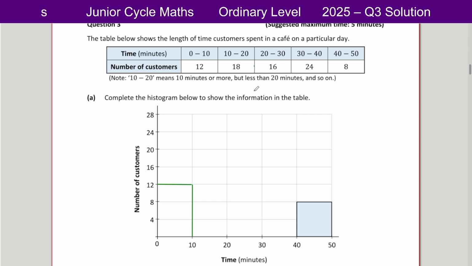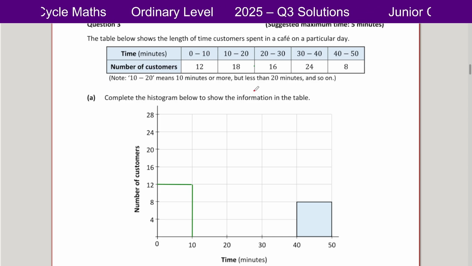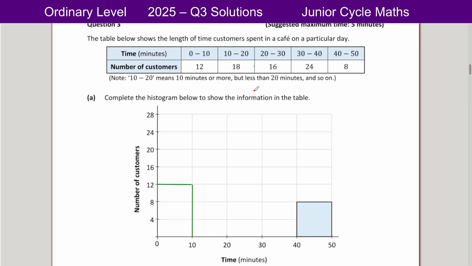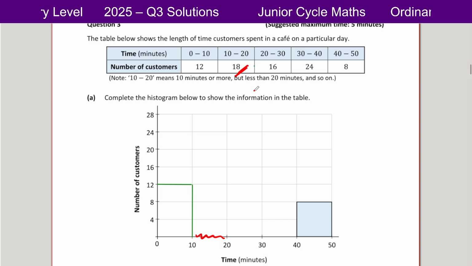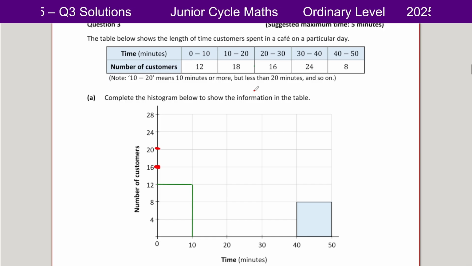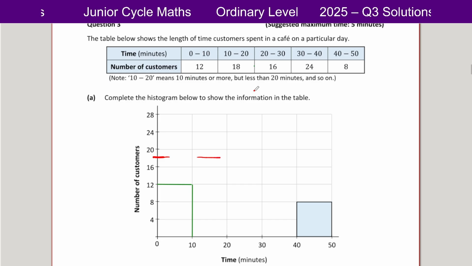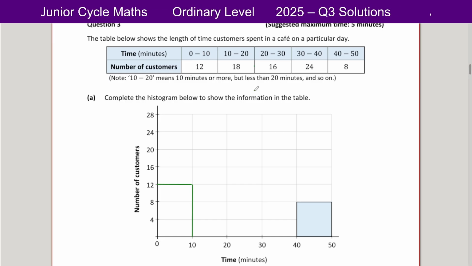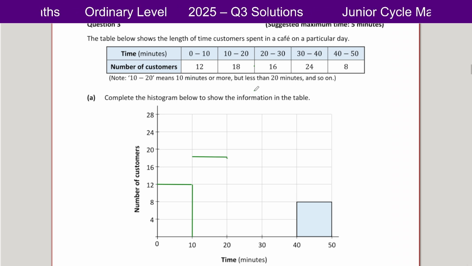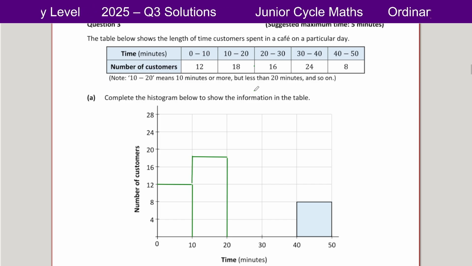Now for the other interval, we have 18, from 10 to 20. So here is 10 to 20, and 18 is in between 16 and 20 in this cell. So maybe you can just do it here. Here is 18. Make it nice and clean, and we complete the bar, something like this.